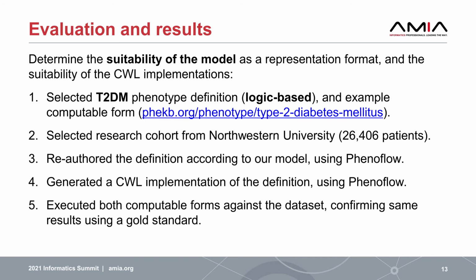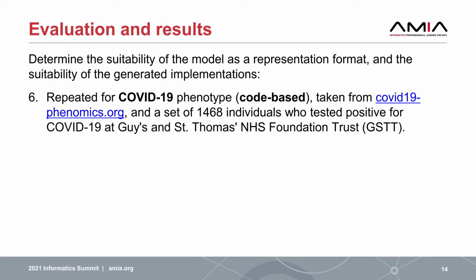And indeed, we were able to confirm that, which shows that our model still effectively captures the logic associated with that definition. To make sure this evaluation was as holistic as possible, we repeated this for a COVID-19 phenotype, which we took from the UK, from Guy's and St Thomas's. And we did exactly the same process. We took the original definition, we had a computable form for it. We then restructured it according to the new model, generated a CWL implementation from that, and executed both against the same data set, which is about 1,500 patients from GSTT. We confirmed that the same cases and controls were found by each, again confirming the suitability of our model.